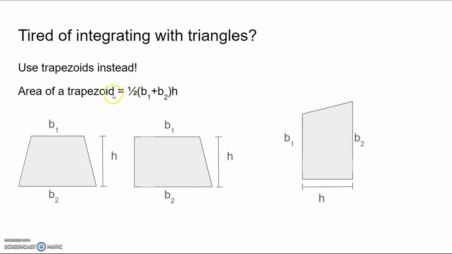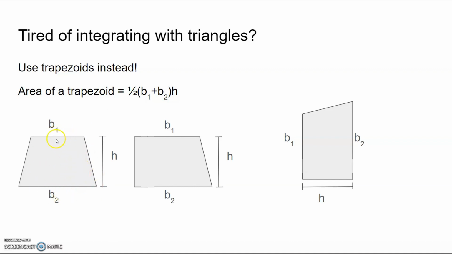So essentially, it's half of the sum of both bases times the height. So I have this example right here. B1 represents this top, B2 represents the bottom. Height is the length between the both bases, and then you just multiply that all together times 1/2.